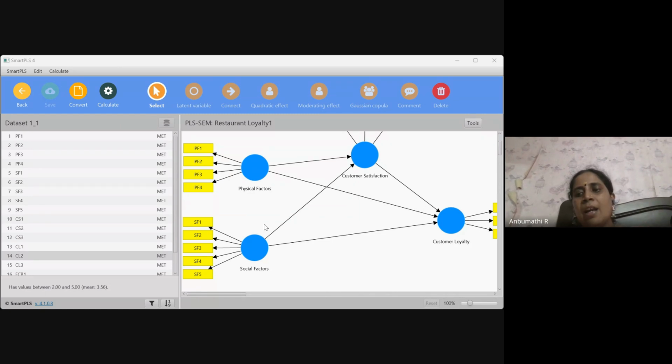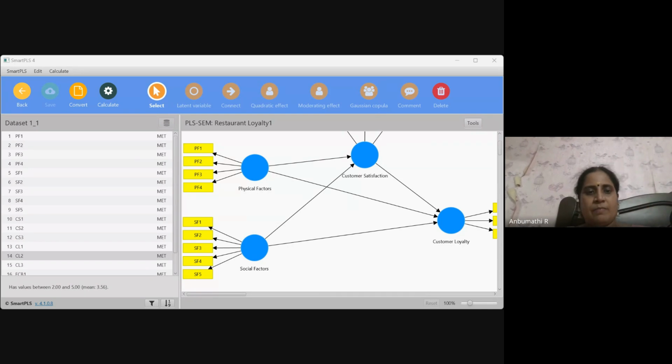What I do is take a shorter form of that particular latent variable and add 1, 2, 3 to it. That's why I have recoded physical factors, customer satisfaction, and customer loyalty.